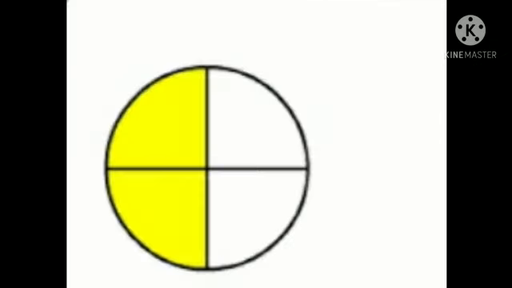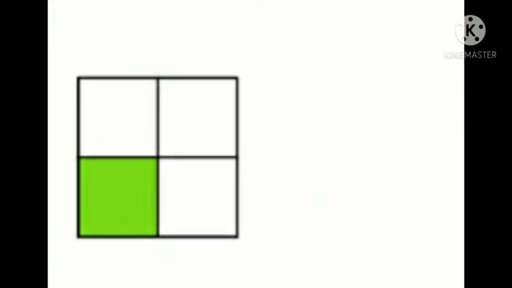Now we will write the fractions of the shaded part of the shape. Here is the strip which is divided into 6 equal parts. Out of that, 2 parts are colored. So the fraction is 2 upon 6. In the next figure, a circle which is divided into 4 equal parts. Out of that, 2 parts are colored. So the fraction will be 2 upon 4. The next figure is divided into 4 equal parts. Out of that, 1 part is colored, so the fraction will be 1 upon 4.